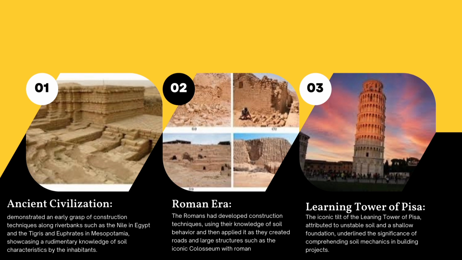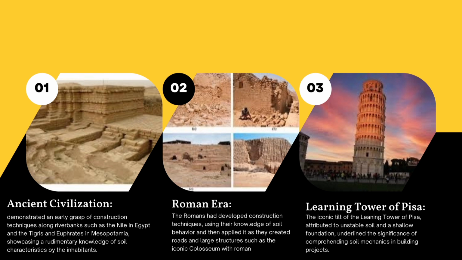So the next era is the Roman. The Romans had actually developed construction techniques using their knowledge of soil behavior and applied it as they created roads and large structures such as the iconic Colosseum, with Roman concrete that scientists still research today about its durability.